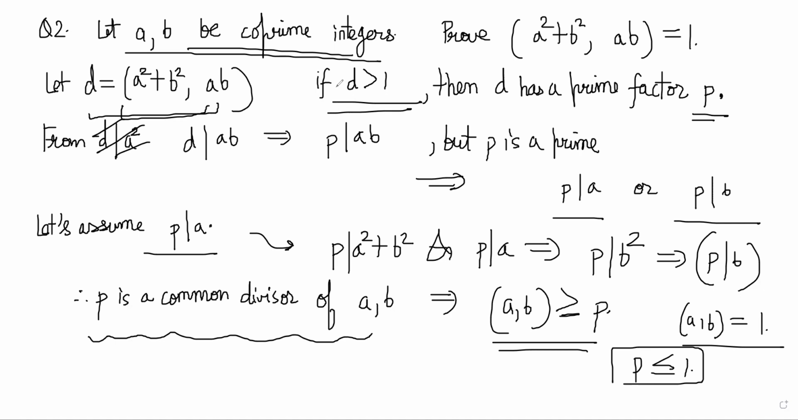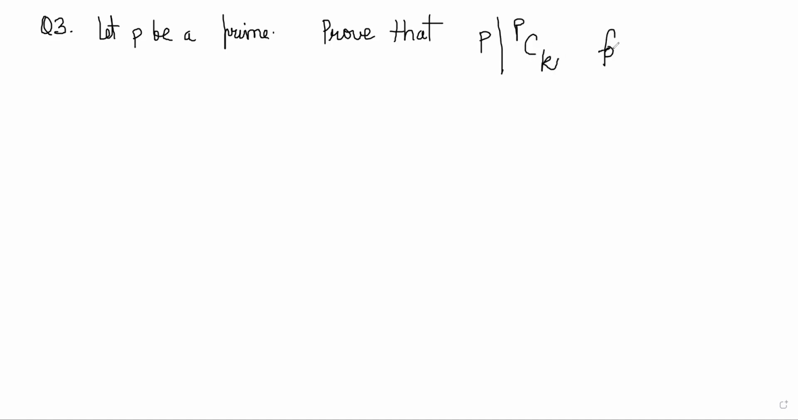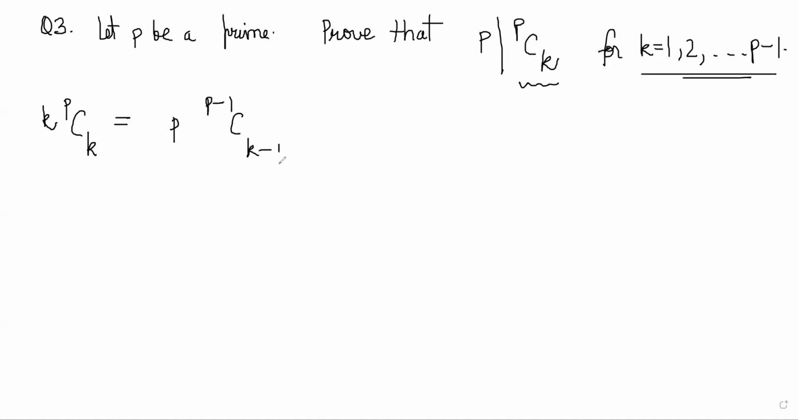The next problem that I want to discuss is this one. Let p be a prime. Prove that p divides pCk for all k from 1 to p minus 1. Now, this is a combinatorial coefficient. What we can use is some combinatorial analysis from the previous section. We know this identity: pCk times k is equal to p times (p minus 1)C(k minus 1), right?